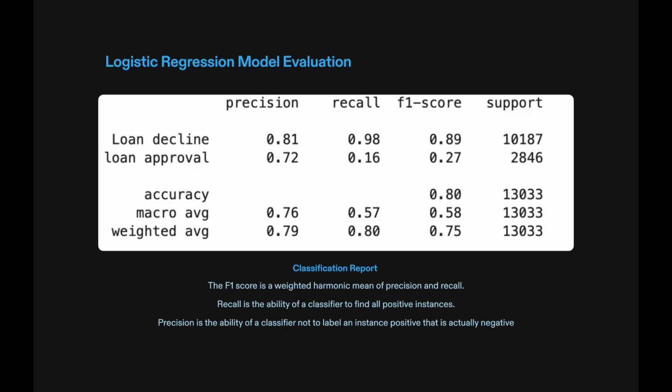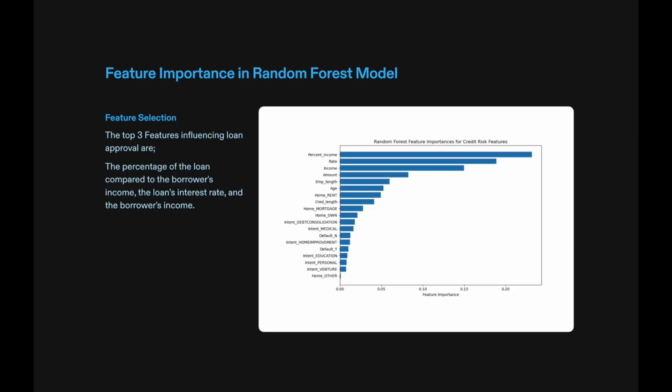Feature importance was applied in the random forest model, which gave us all the features from the most important and biggest impact on loan approval to the least important features. The top 3 features were the percentage of the loan compared to the borrower's income, the loan's interest rate, and the borrower's income.